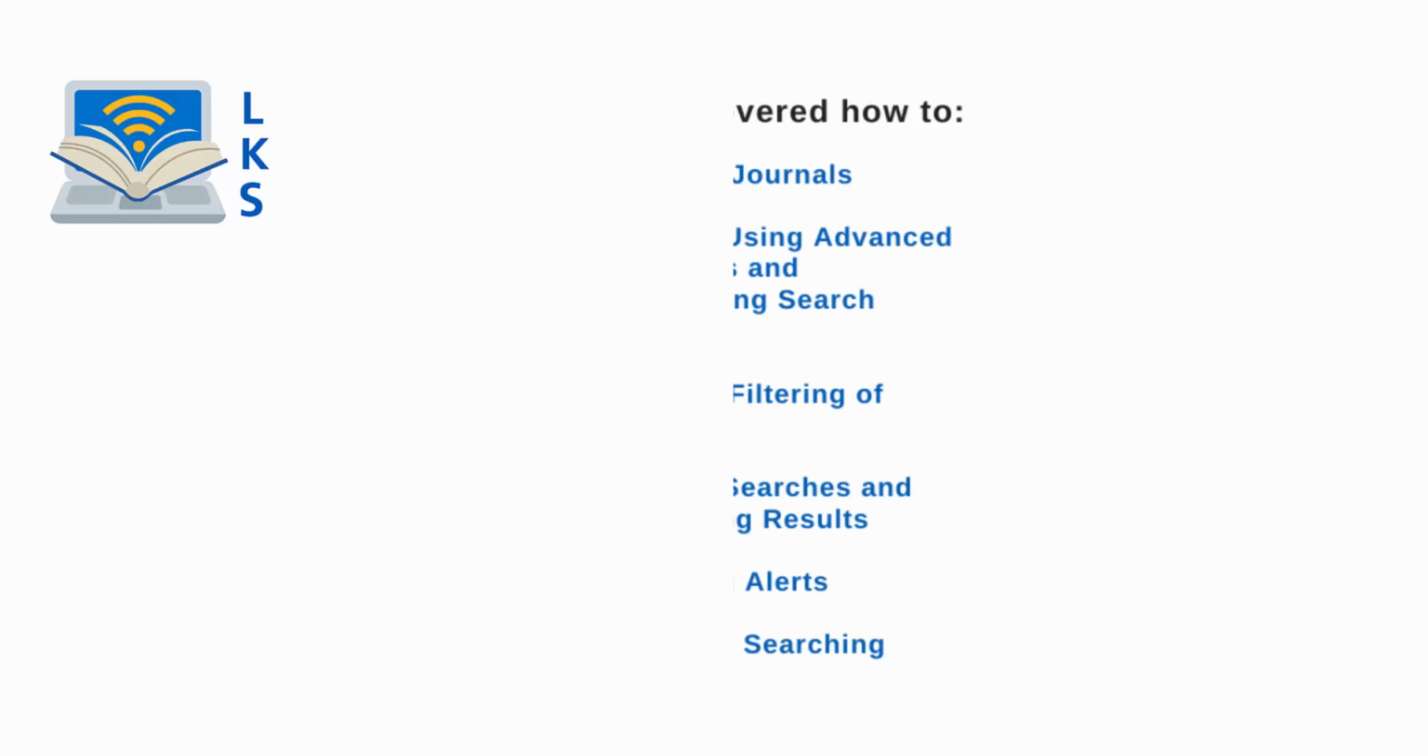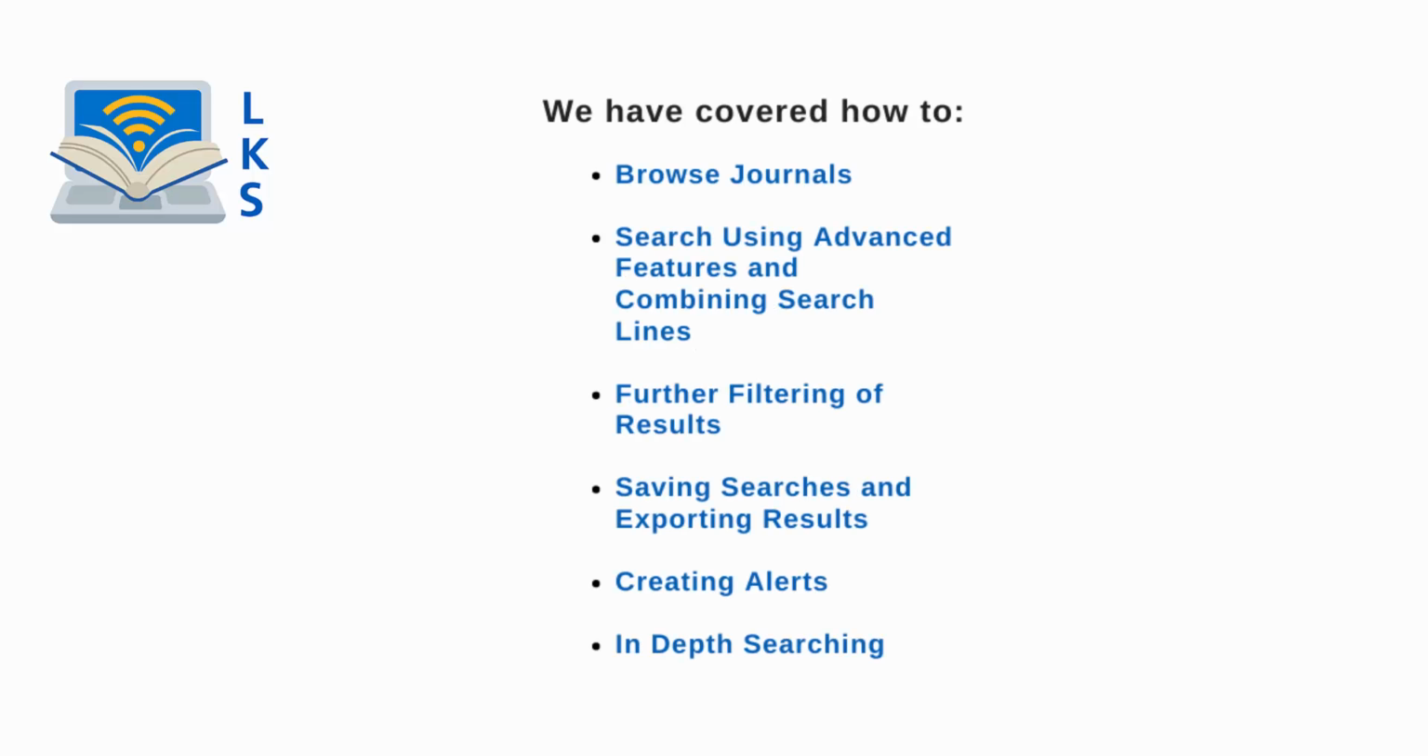With this knowledge, you'll be able to browse and access journals through the Browsian library and use advanced search features, strategies and filtering tools on the Hub. You will also be able to save your searches, export your results in multiple formats, create alerts for new results and use in-depth searching to access wider research sources.